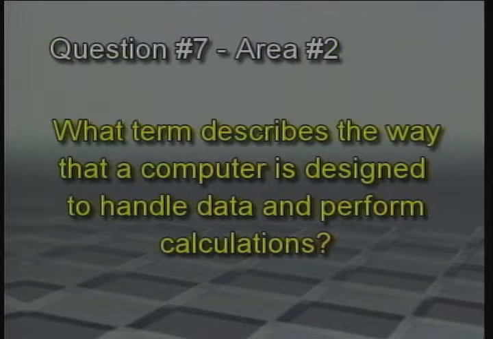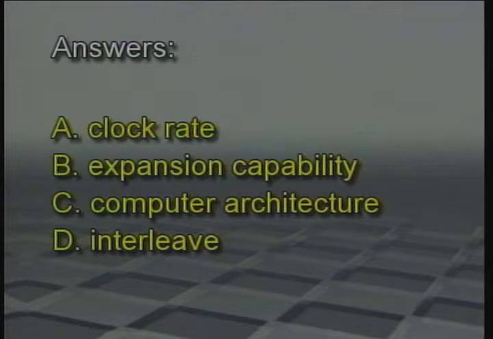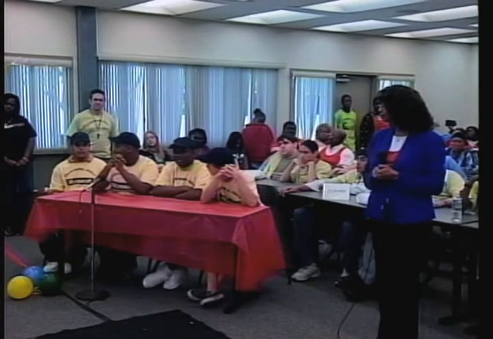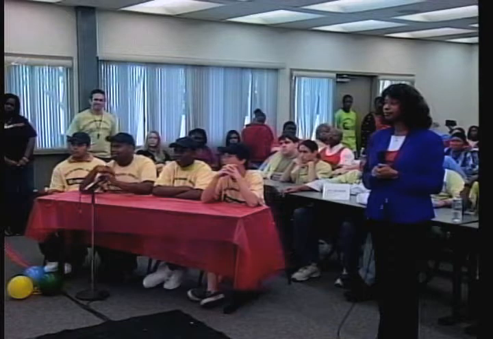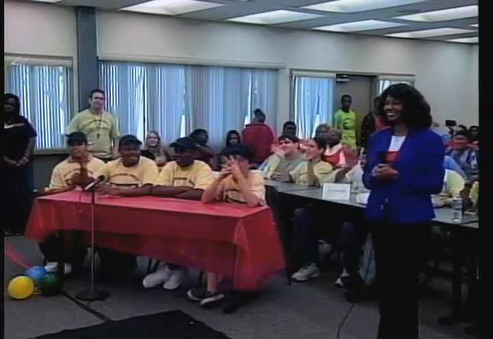Question number 7, back over to Microsoft. What term describes the way that a computer is designed to handle data and perform calculations? Is it A, clock rate, B, expansion capability, C, computer architecture, or D, interleave? Okay. C, computer architecture. That is correct.